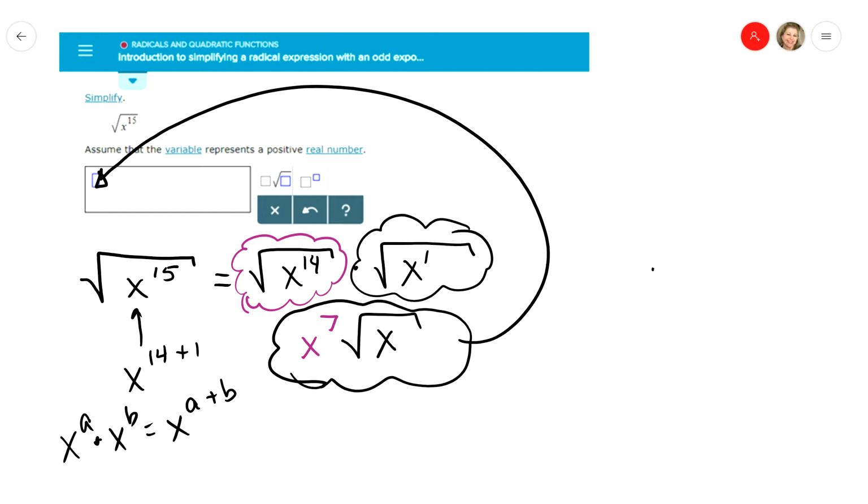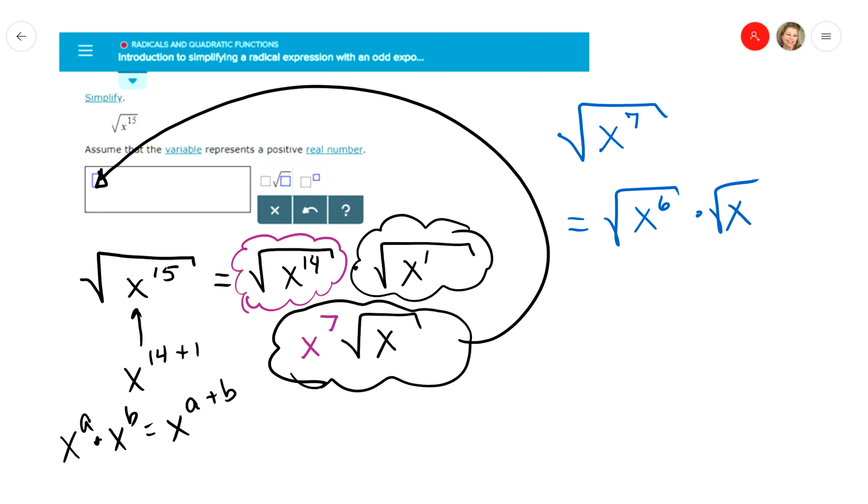So just to do another one with you real quick, let's say I gave you the square root of x to the 7th. I would break that down to be the square root of x to the 6th times the square root of x to the 1st, because 6 plus 1 is 7.